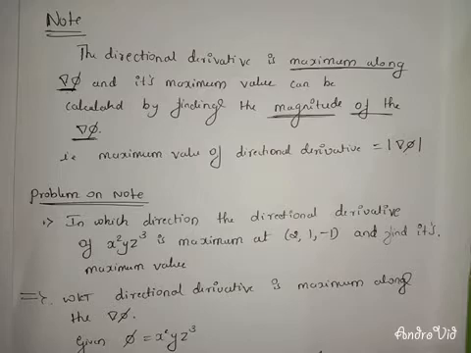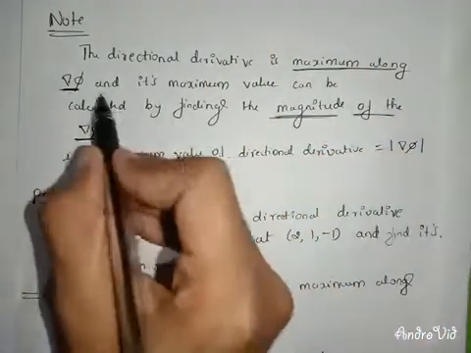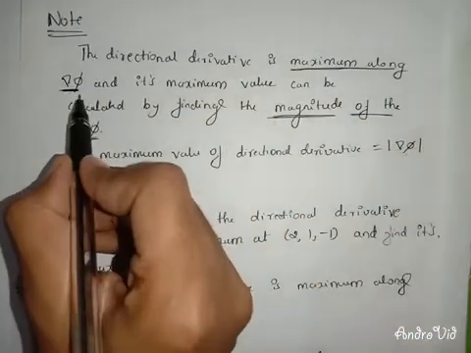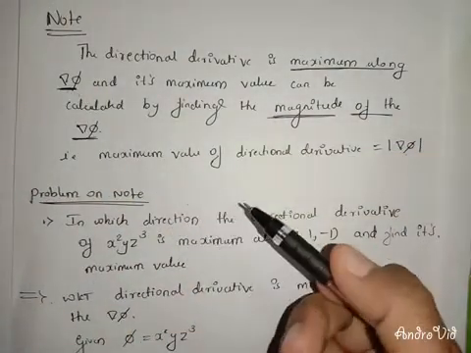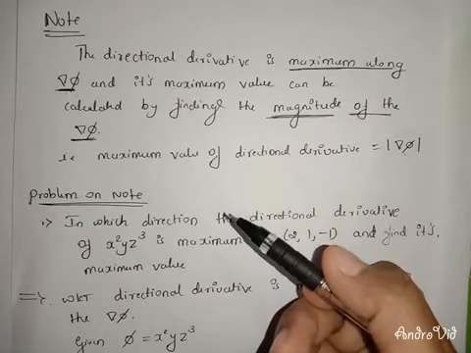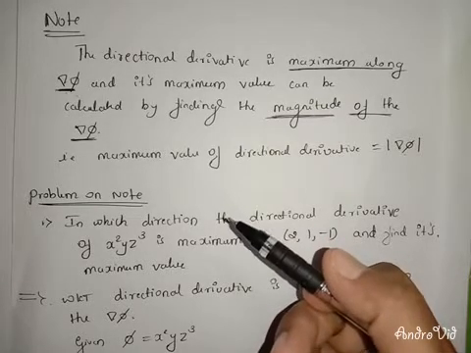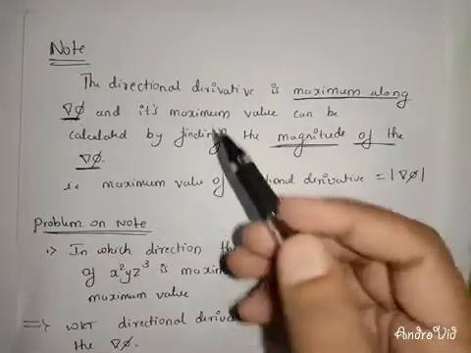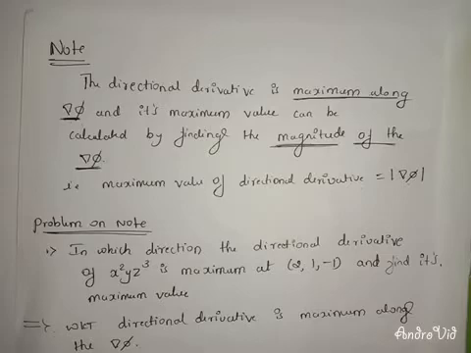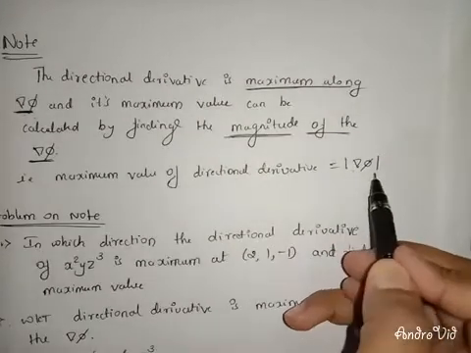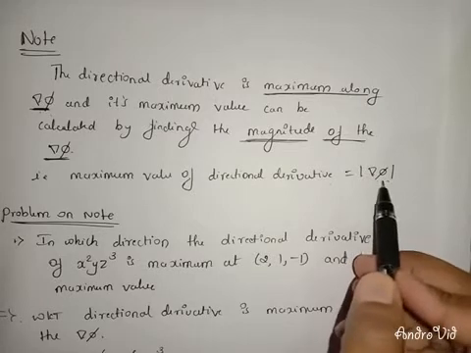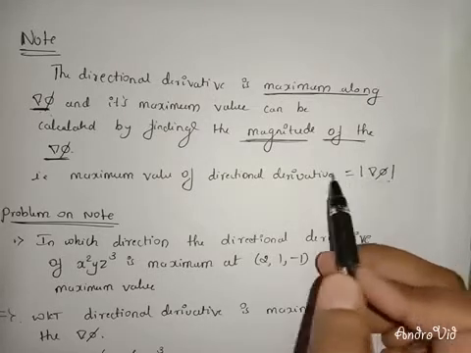The directional derivative is always maximum along del phi. What is del phi? Del phi is nothing but the gradient of phi, and it is also called the normal to phi, meaning normal to the surface. Its maximum value is found by using the formula: the magnitude of del phi. You have to remember this one.